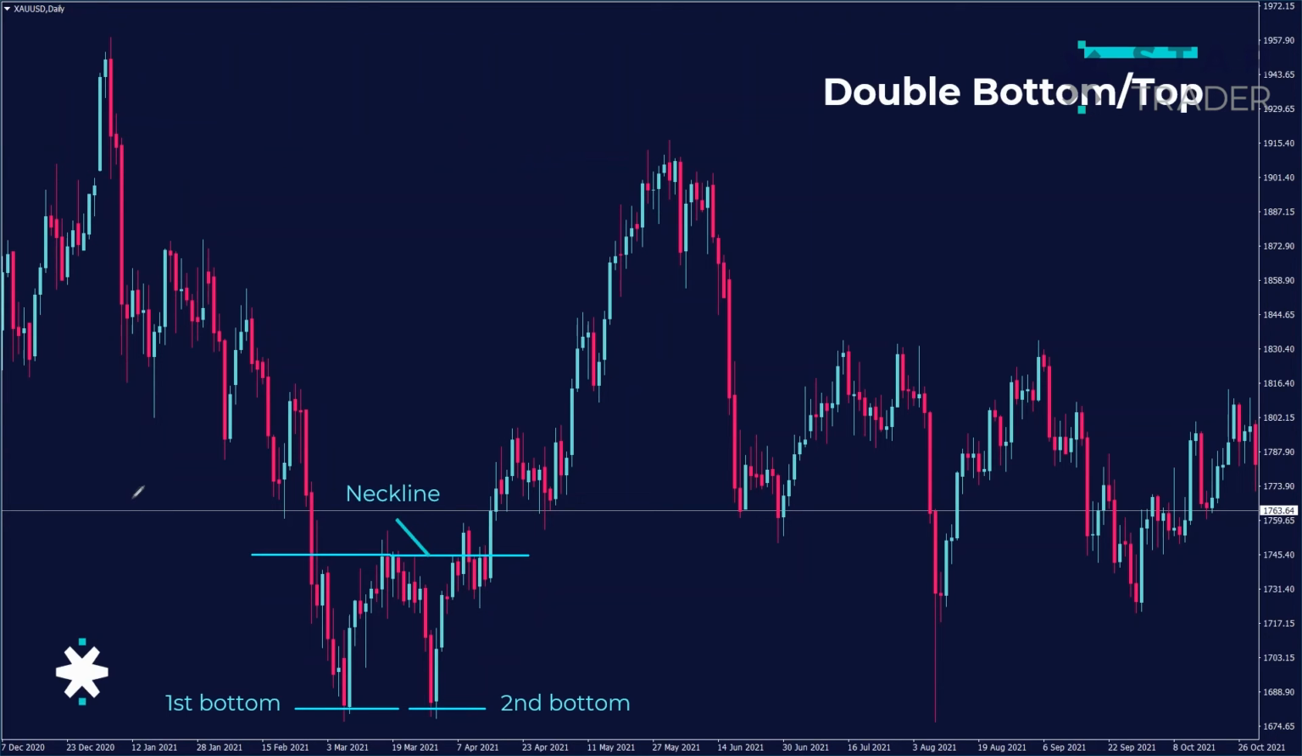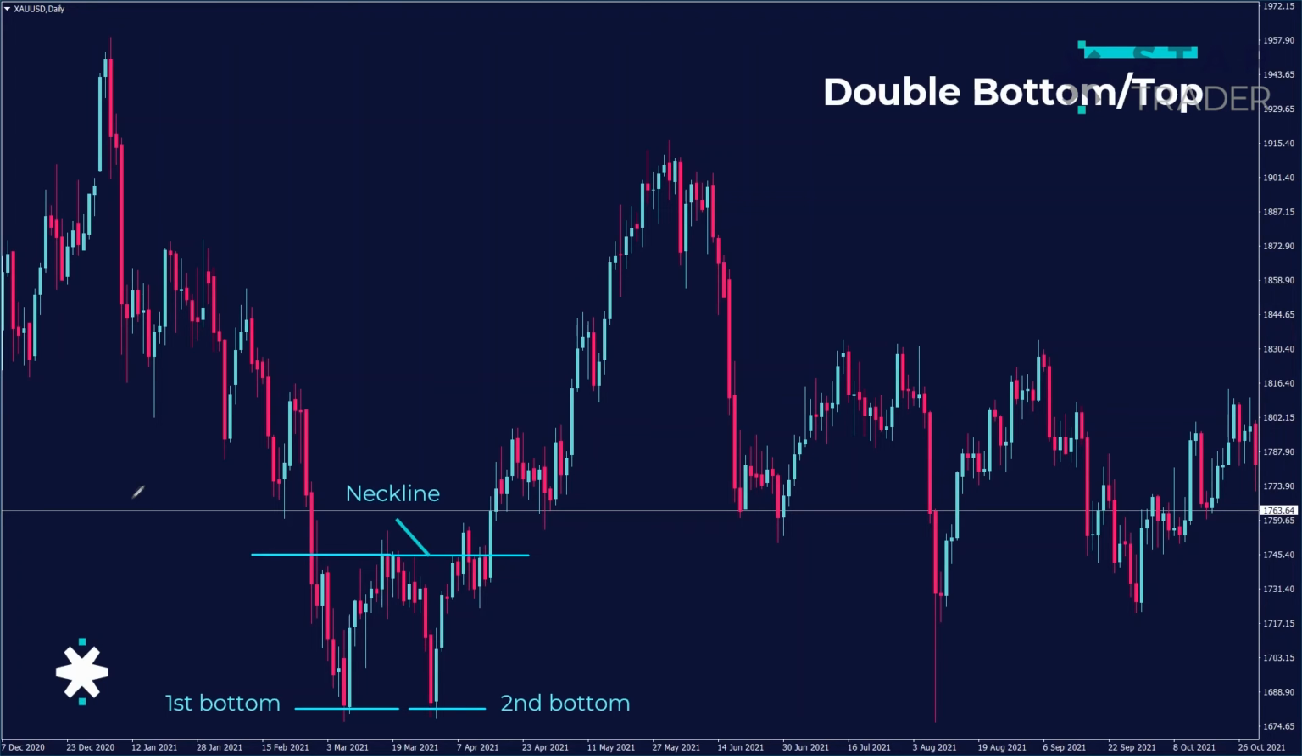Do you have any questions about double bottom and double top? It's an important formation, an important pattern in the market. I really want you to be comfortable with it, and at least to know the double bottom and double top when you see it. So we talked about double bottom here, but the name is double bottom, double top.